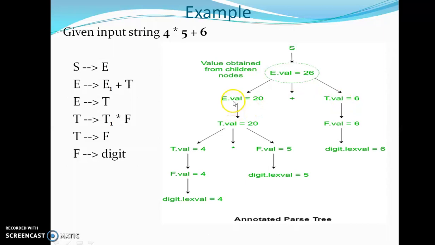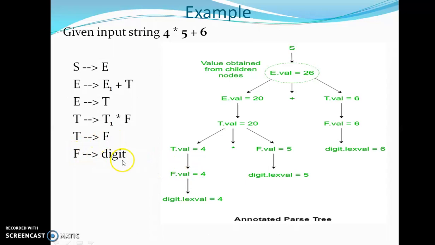Then after this E, we can choose the second production because again we want the star symbol. We get the star symbol by this production. It means we use the T. So this E goes to T, and by T we use T1 star F, that is T.val star F.val. Then by T only one production is given, that is F, and F.val.